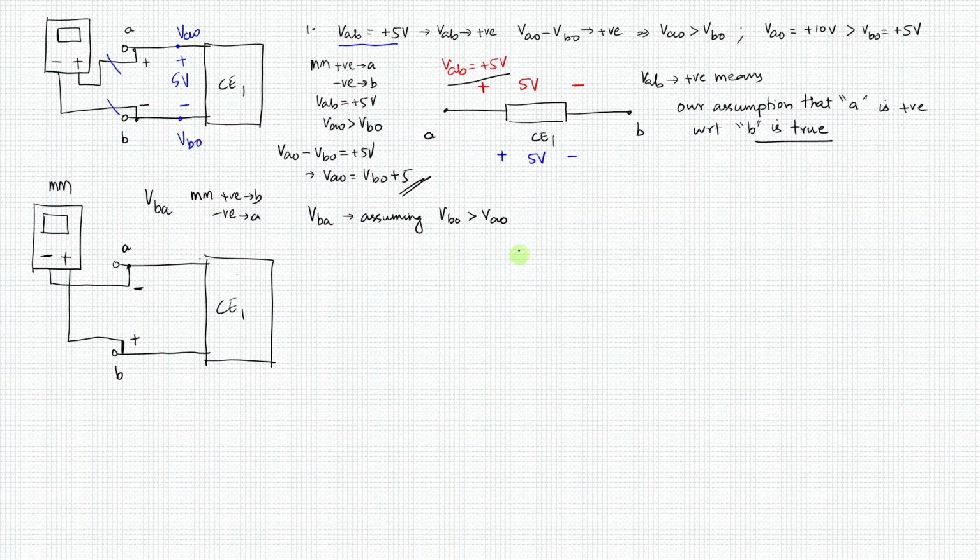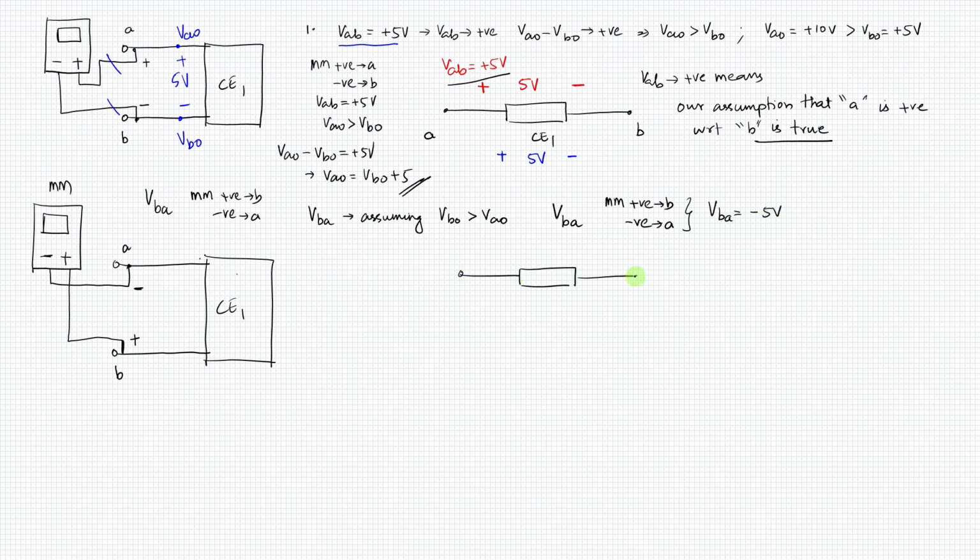So in this experiment, what happened? We tried measuring VBA. The multimeter positive was connected to the B terminal, and the multimeter negative was connected to the A terminal, for the same circuit. CE1 is the same, we are not changing that. We have only reversed the multimeter connection. And in this case, when you tried to measure VBA, you got a negative 5 volt. So the basic idea was like this.